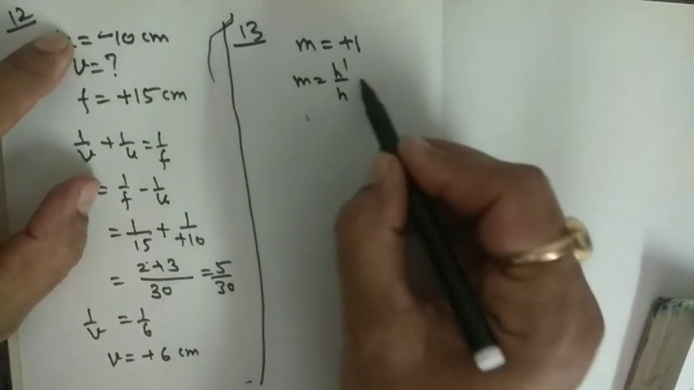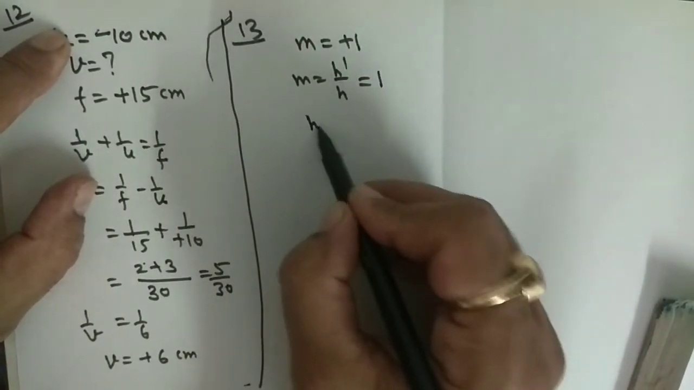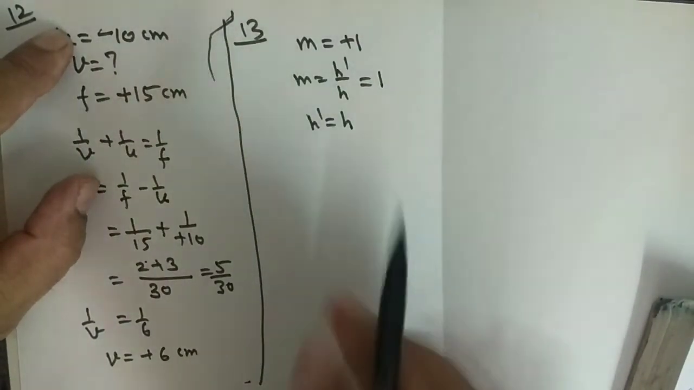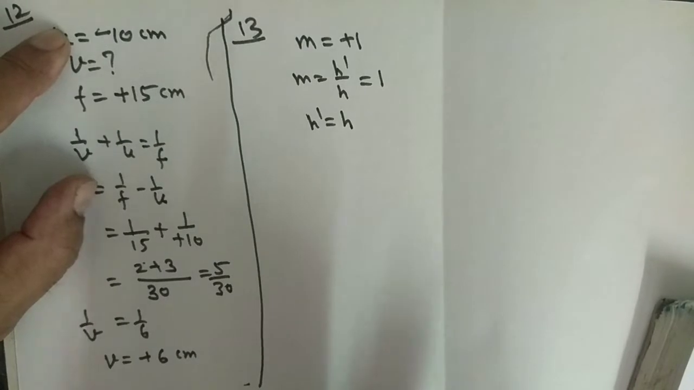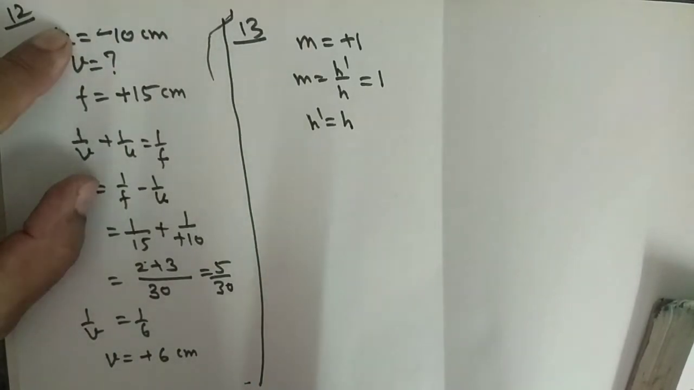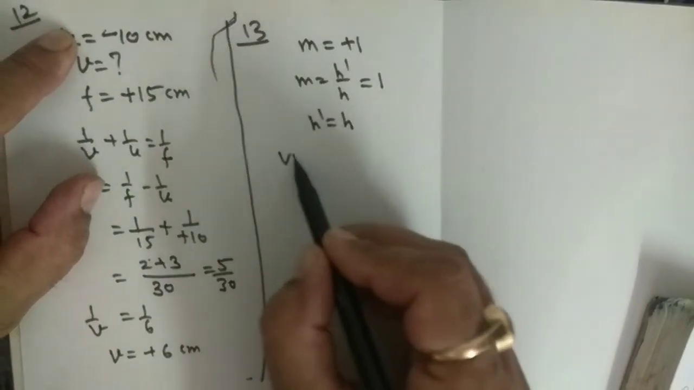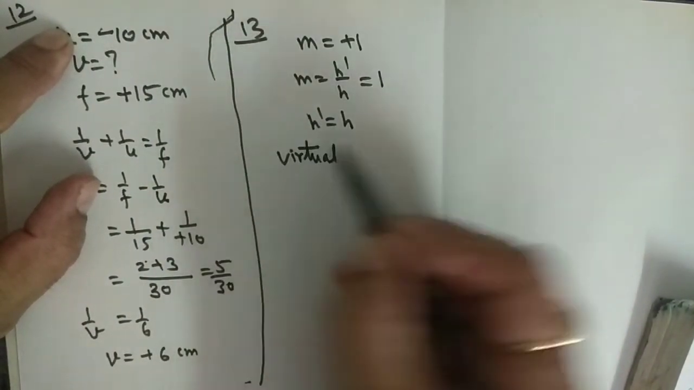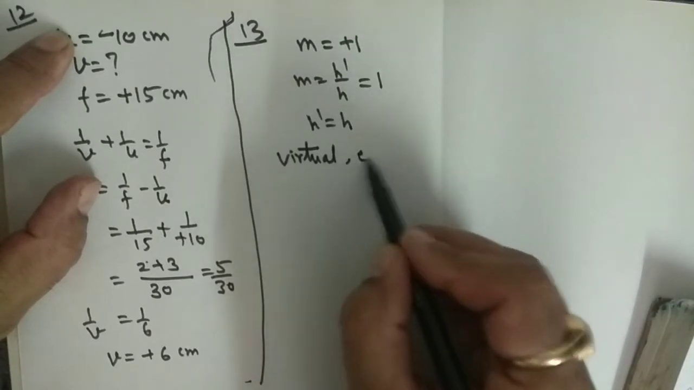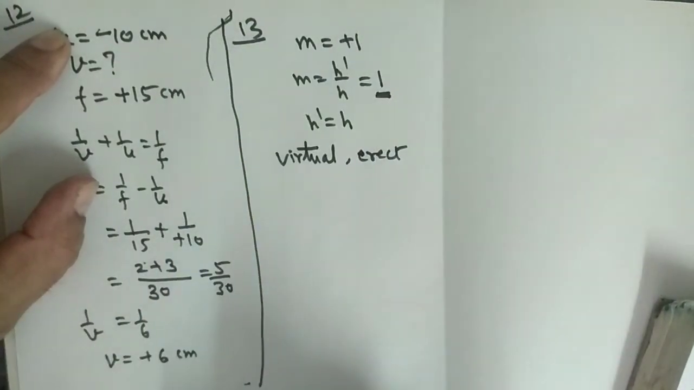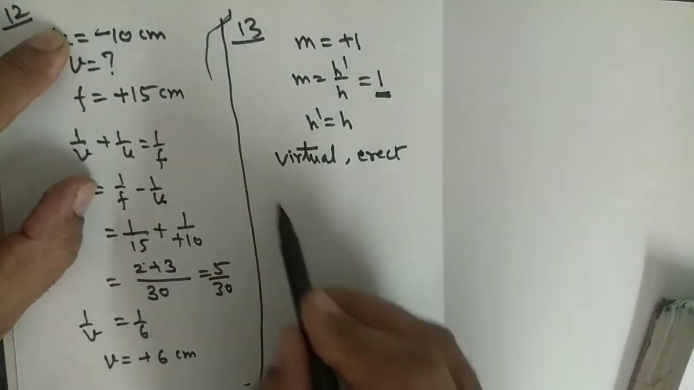It also means that if it is given as 1, then h dash is equal to h. H dash is equal to h means the size of the image is the same, and it is formed by the plane mirror always. As it is also given in the question, a plane mirror forms this image, and if m is equal to plus 1, it means the image is virtual as well as erect, and of the same size. So that was question number 13.